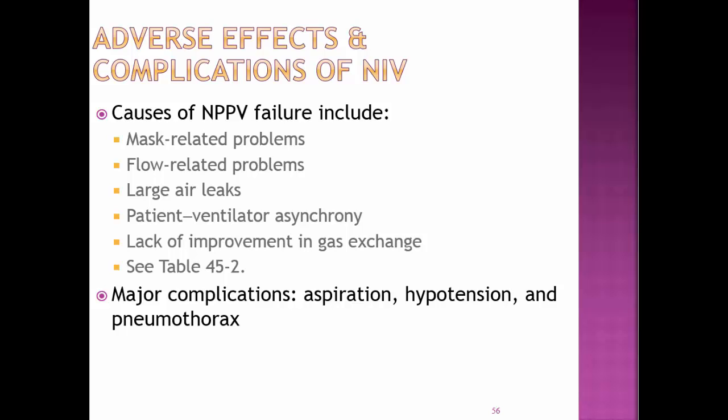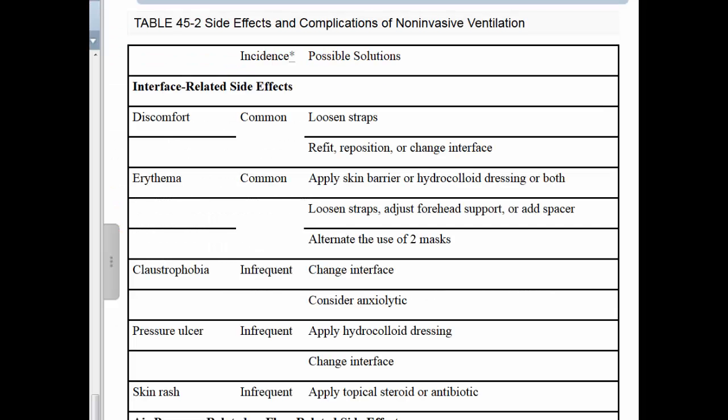See table 45-2 on page 1154 for a complete list there. Major complications: aspiration, hypotension, and pneumothorax. Of course, it's positive pressure ventilation, whether it's invasive or non-invasive ventilation. So you have to be concerned about the hypotension. This is table 45-2 from your textbook about the side effects and complications.